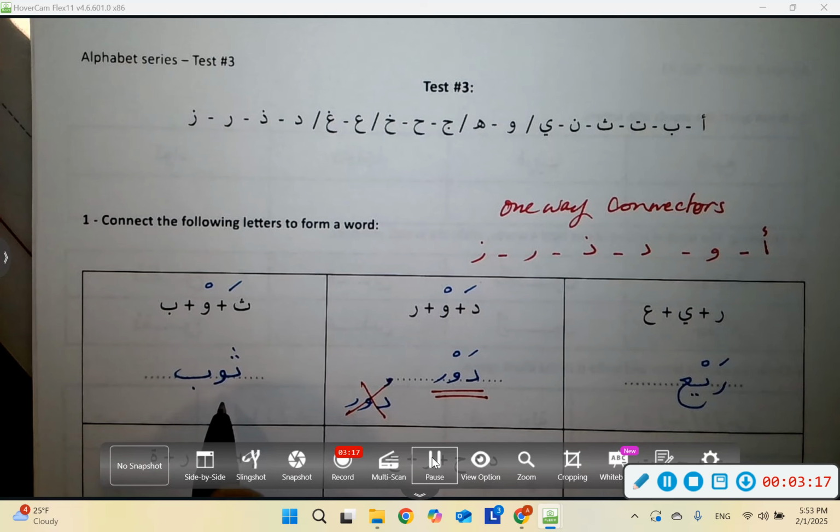Same thing here. Tha has fatha, and waw, of course, has sukoon. So we don't read it as thub. The waw here is not a long vowel, it does not pull the tha further, but it's a regular waw. It's a regular letter. So we read it thawb.